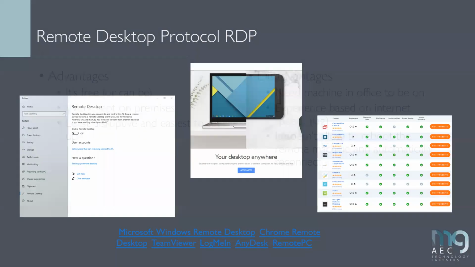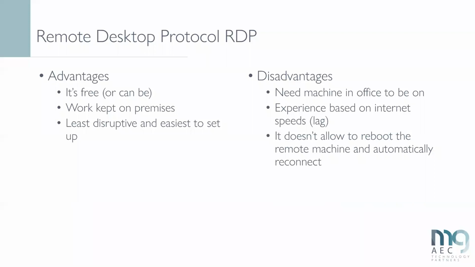So just some advantages of remote desktop protocol. It's free, or it can be. Work is kept on premises, and it's the least disruptive and easiest to set up in short order, or if you need to do this quickly. We've all been working remotely for a few weeks at least now, so this shouldn't be anything of a surprise moving forward. Some disadvantages to the remote desktop protocol are that you need your machine in the office to be turned on.